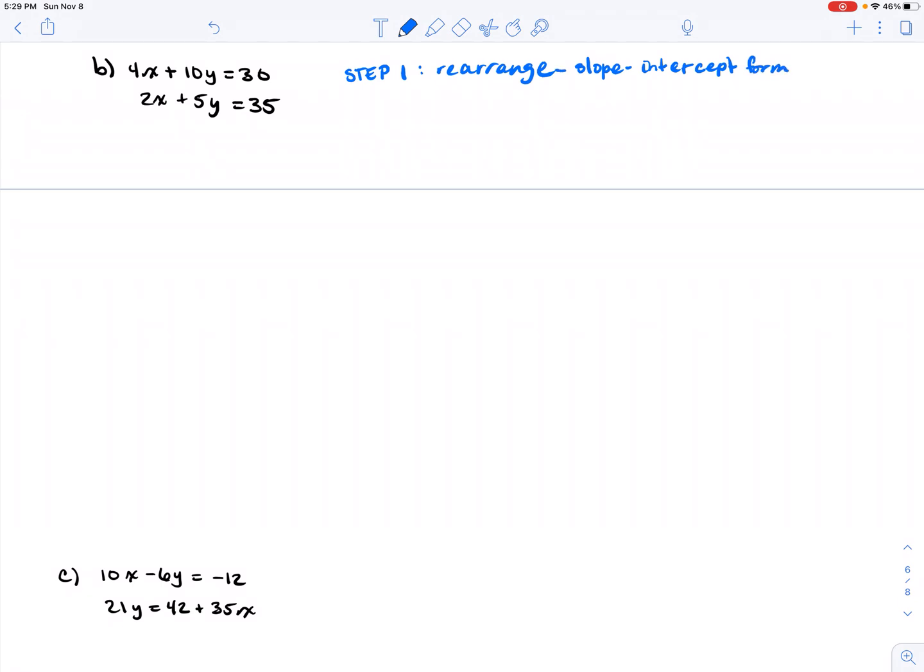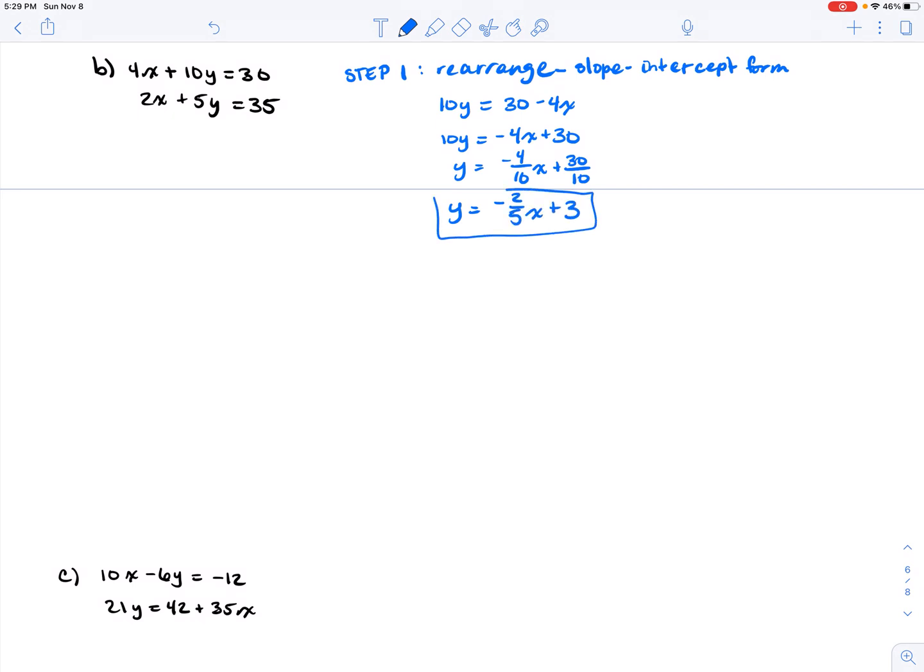So I have 10y equals 30 minus 4x. I'm just going to rewrite this as 10y equals minus 4x plus 30, and then y equals minus 4 over 10x plus 30 over 10. So y equals minus 2/5 x plus 3. So that's the first one.